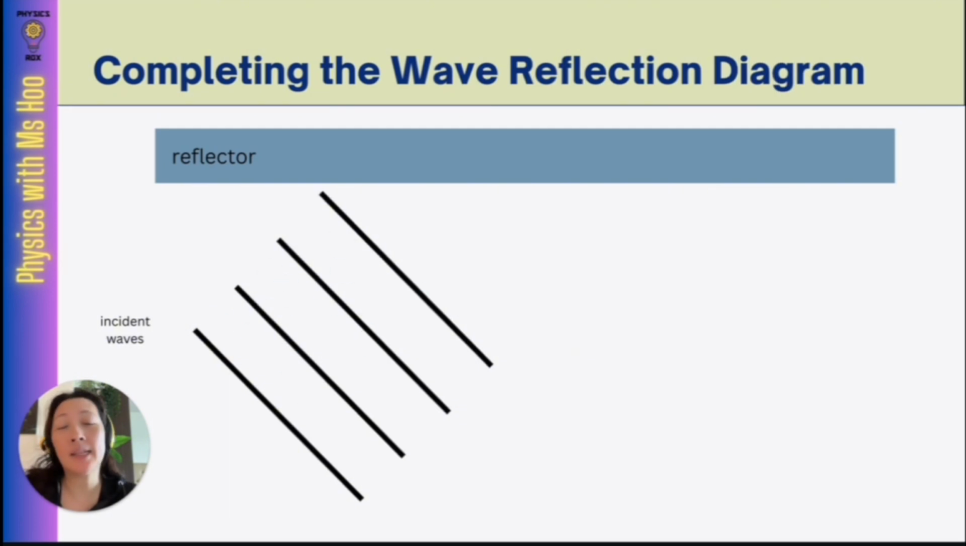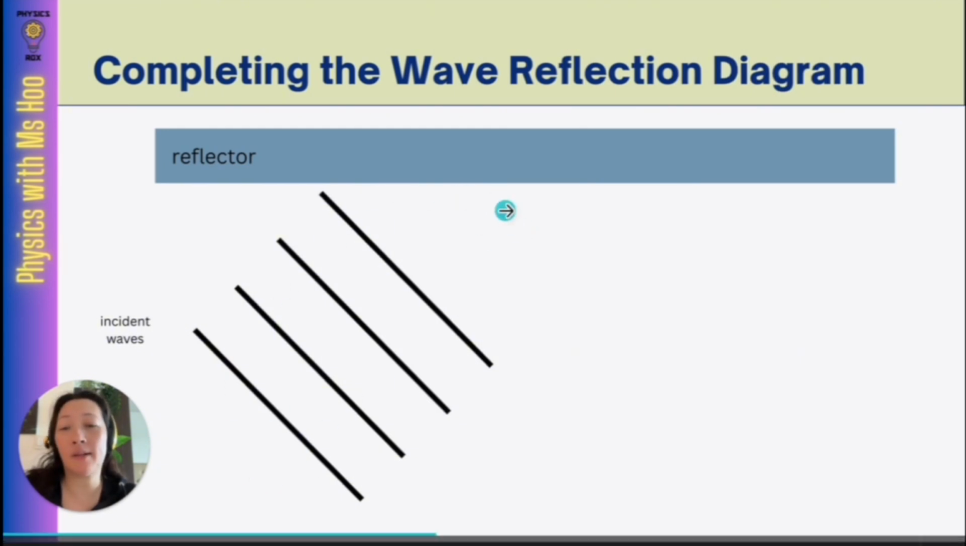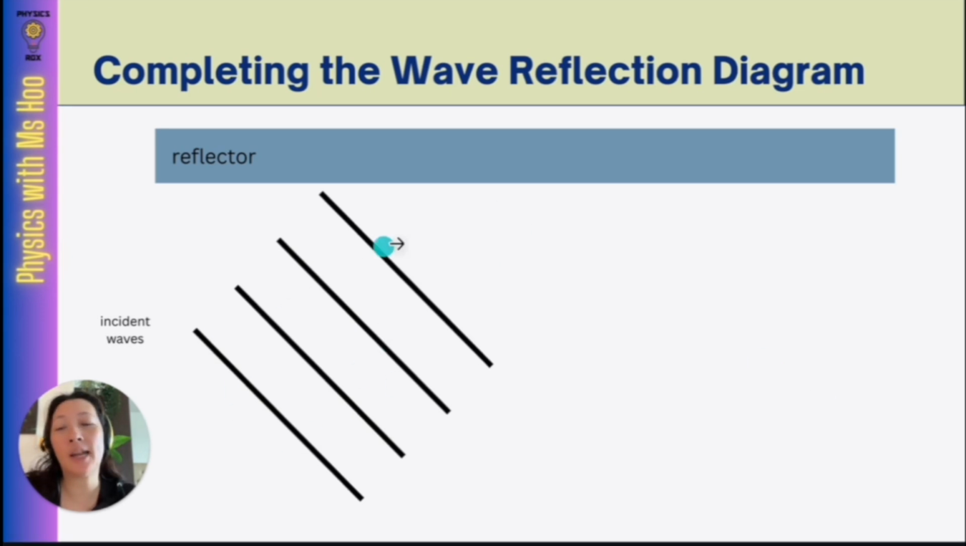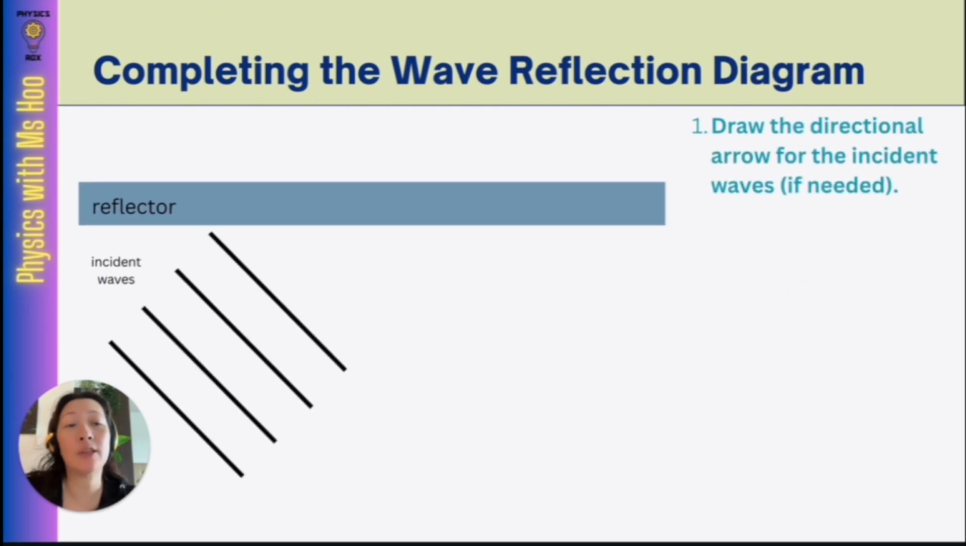Now, normally, the diagram that's given to you should also indicate the direction in which the waves are traveling. But let's say they don't, and all they informed you was that the incident waves are traveling towards the reflector. So if you are not given the directional arrow, you would need to draw the directional arrow. If the directional arrow is not given to you, the first thing you need to do is to draw the directional arrow for the incident waves.